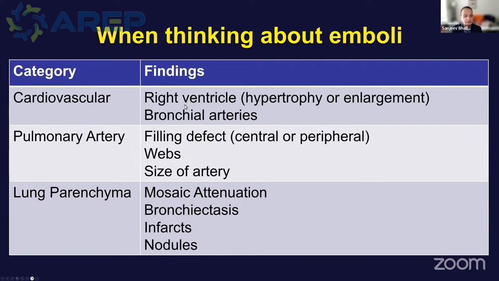Being aware of what's going on with the right ventricle, and if there's bronchial artery enlargement, is very helpful, because pulmonary hypertension with right ventricular hypertrophy and enlarged bronchial arteries is not a finding of acute PE. Look at the filling defects. Are we seeing just a central filling defect, or is it peripheral? Do we see webs? Is the pulmonary artery enlarged? Also, look at the lung parenchyma. Are we seeing clear lungs? Is there mosaic attenuation, bronchiectasis, nodules? All of these are helpful in trying to make our diagnosis.